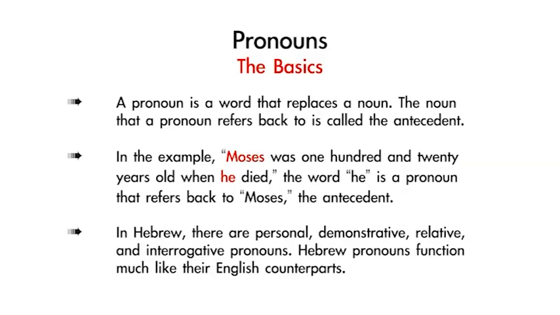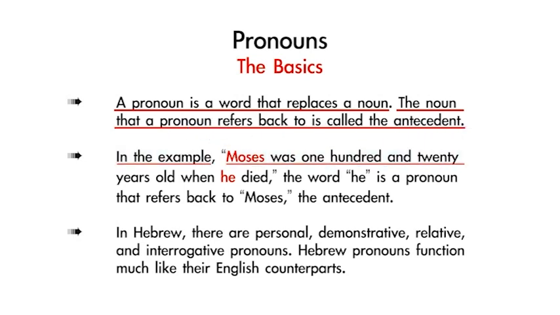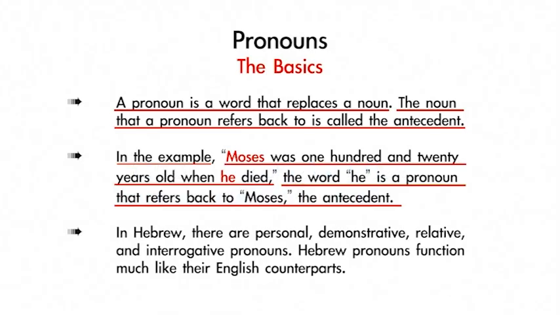A pronoun is a word that replaces a noun. You could think of them as the stunt doubles of the grammatical world. They're always filling in for a noun. The noun that a pronoun refers back to is called the antecedent. In the example, Moses was 120 years old when he died. The word he is a pronoun that refers back to Moses, the antecedent. He refers back to Moses, and so the antecedent of he is Moses.